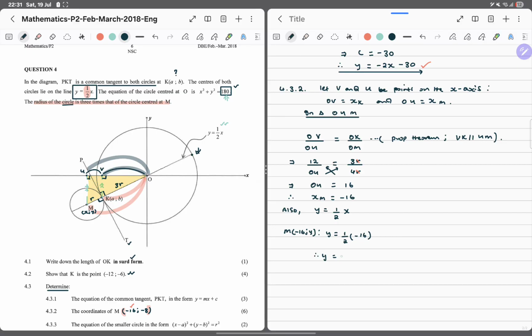Therefore, y at M is going to be minus 8. We can say therefore M is the point (minus 16, minus 8). Done. Of course, we skimmed and scanned. We found out it is the case, even though it was not necessarily volunteered.